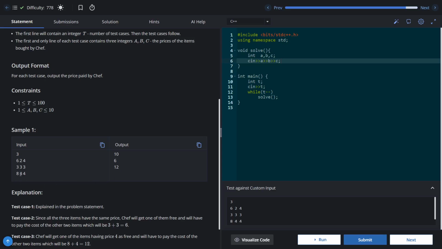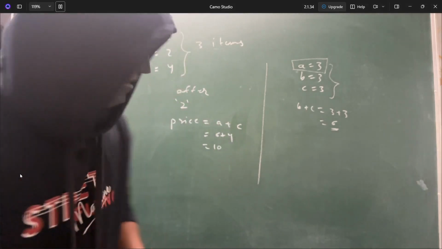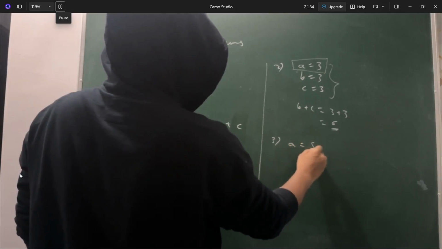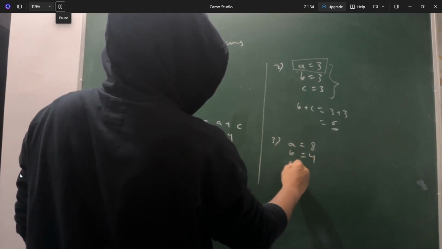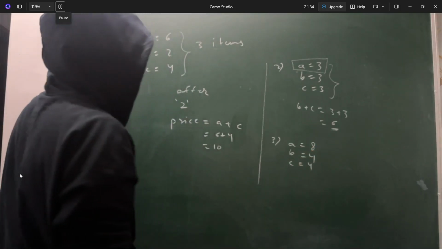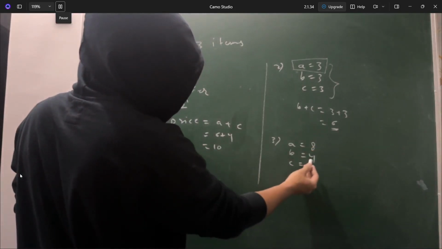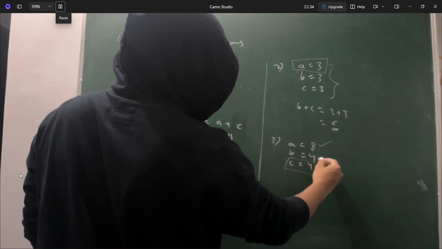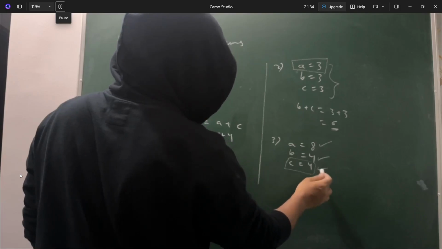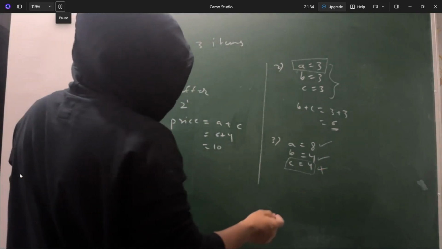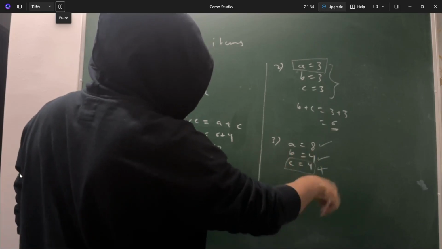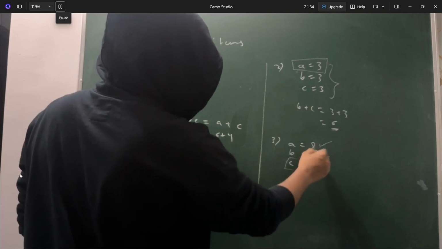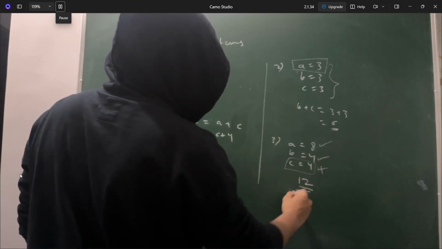So let's try to understand this one now. 8, 4, 4. So we have these prices. If you see, the least among these is 4, because this is the highest, and the others are the second highest. But since there is an offer, the lowest price, 4, will be free of cost. So the price that he will be paying is 12 rupees.